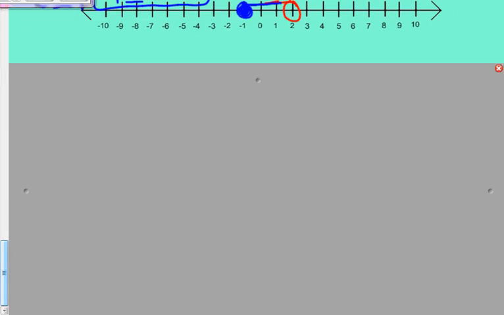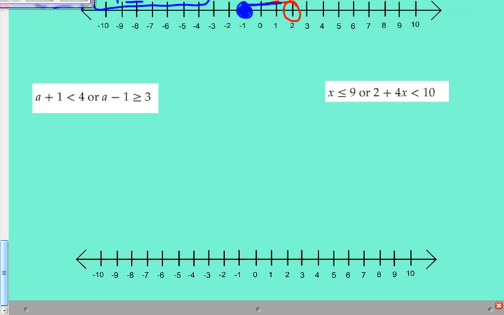I'm going to show you a couple of ors, and then we're going to be done with this lesson. An or problem like this, you're just going to work out and get two separate answers. a plus 1 less than 4, we'll subtract 1. We'll have a is less than 3. Or add 1, and we'll have a is greater than or equal to 4.